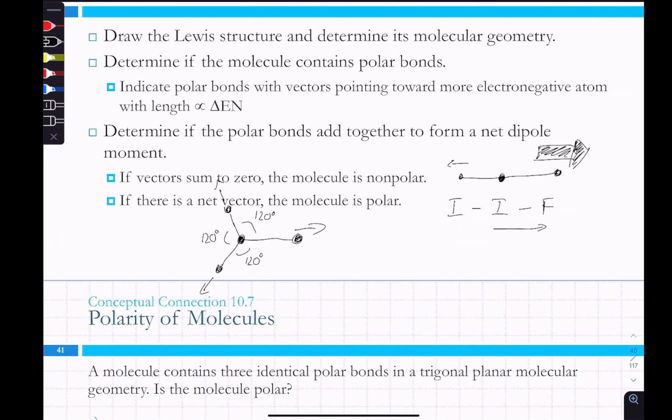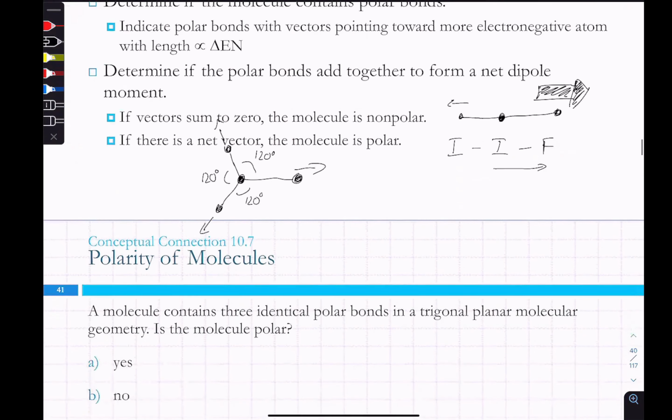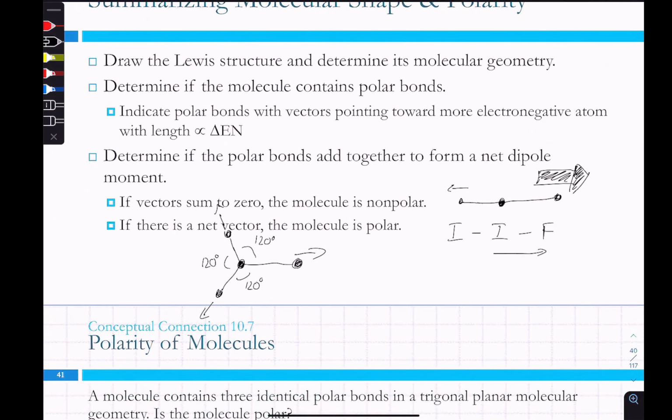So if you can draw vectors, they're pulling in a direction and not canceling each other out, then it's polar. The much easier way to do it, aside from a few exceptions, is if there are lone pairs on the central atom. AX2E3 is an exception, because we have lone pairs, but they're evenly spaced. That was actually the iodine. So since these lone pairs are all evenly spaced out, it's not going to be polar, even though there are lone pairs on the central atom.